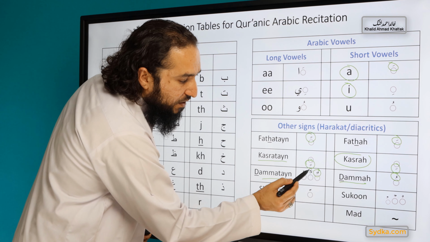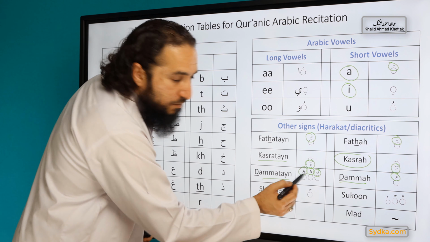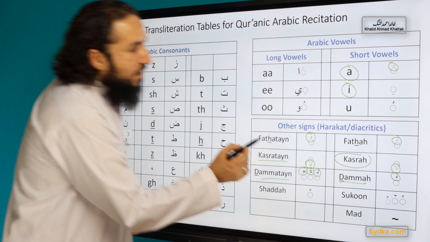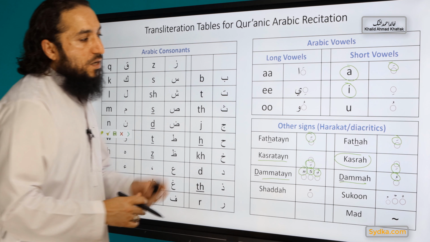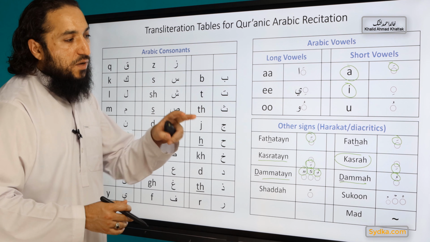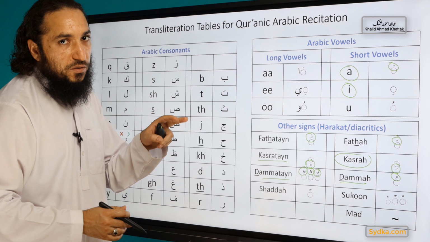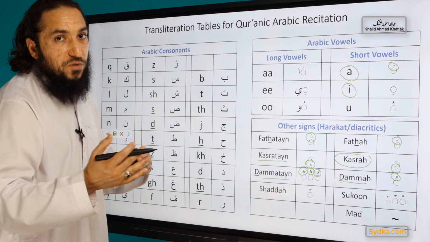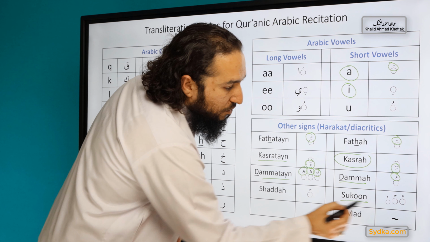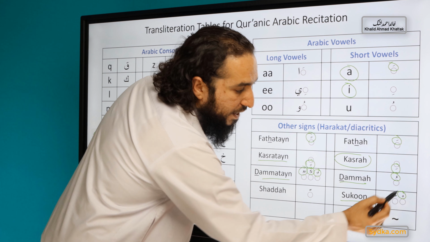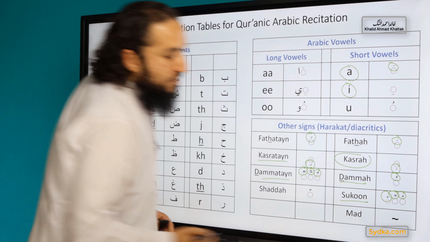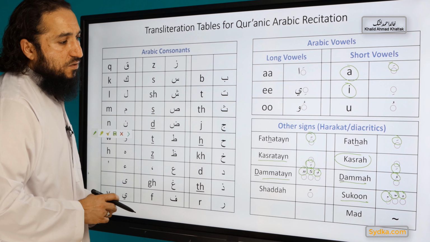But with the signs, you will see different notation. These all mean the same. Different way of writing dhamma. And when there is no fatha, dhamma, kasra, or fathatain, dhammatain, when you have none of these signs on a letter, then that's called absence of haraka. Absence of haraka is called sukoon. So again, you can see different ways of writing them. They all mean the same. Absence of haraka, that's called sukoon.